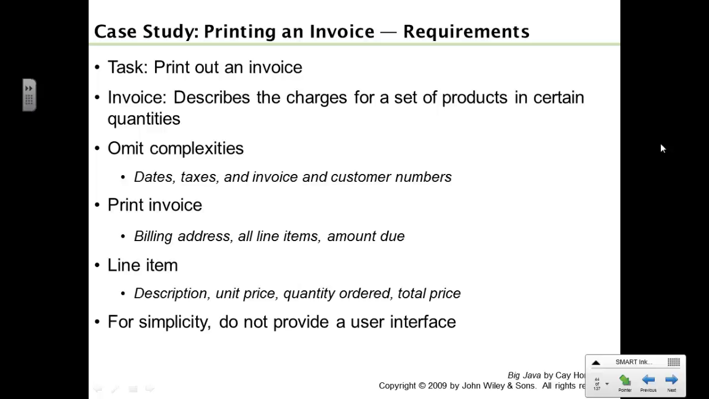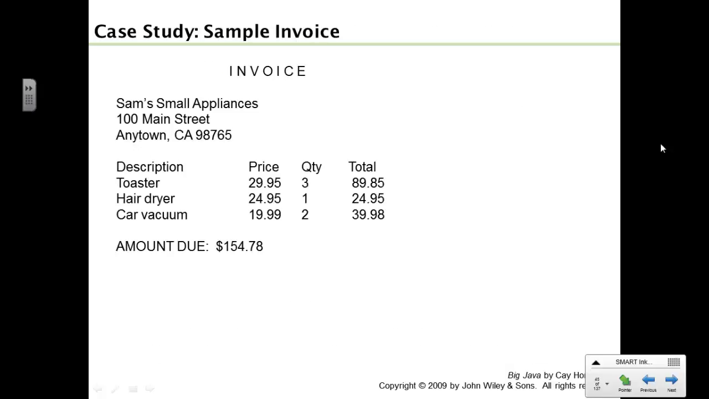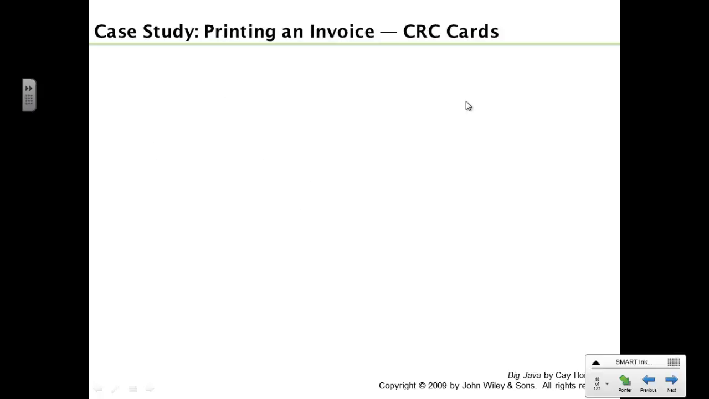We're not going to do any user interface at this time, and a test program. So something that should look like this. Each one of these would be a line item, for example a toaster, price $29.95, total it out, the customer, and the total amount due from adding up all of my total columns, as well as the general header and format layout. So, CRC cards, we'll blow through this pretty quick.